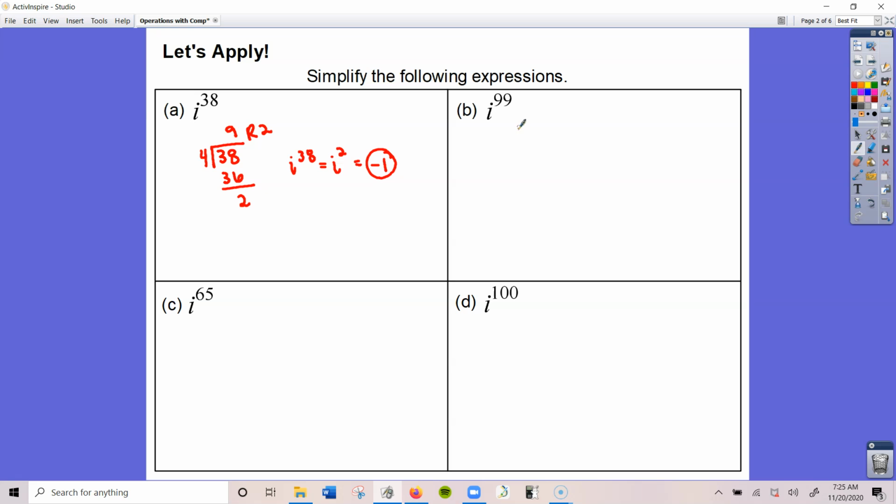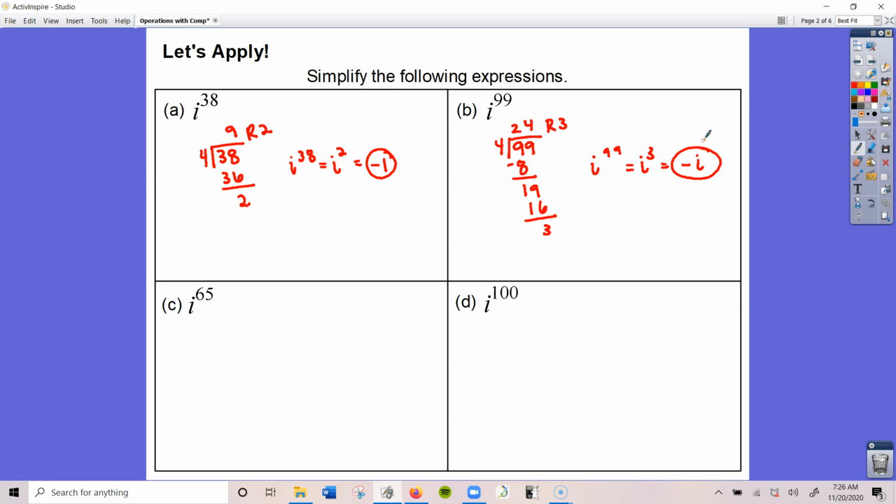Let's try with i raised to the 99. Again, we take the exponent and we divide by 4. 4 goes into 9 2 times to give you 8. 9 minus 8 is 1. Bring down the 9 and we get 19. So 4 goes into 19 4 times to give you 16. And 19 minus 16 is 3. Therefore, the remainder is 3. So i to the 99 is equal to i to the third. And i to the third, as we already saw, is equal to -i.